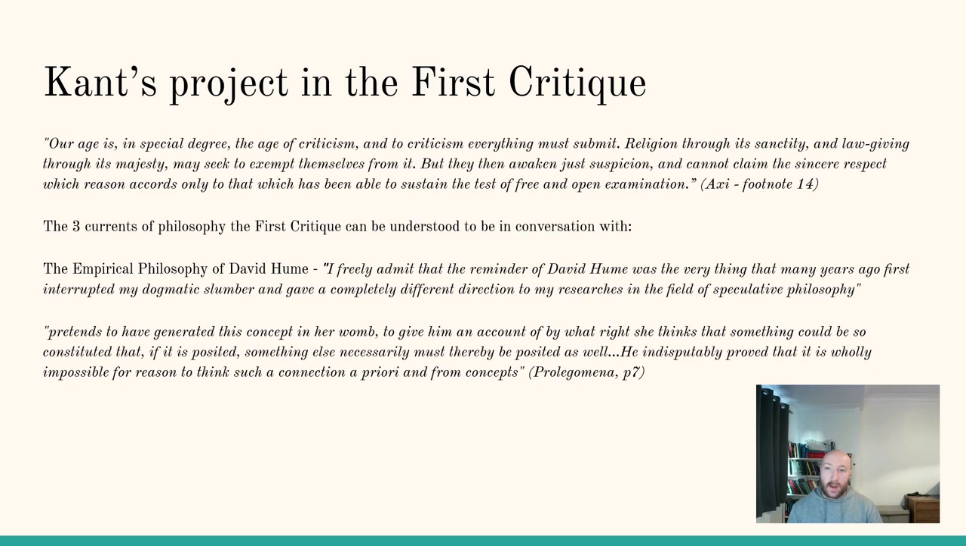Kant disagrees here, and he states that the Humean understanding of causation "pretends to have generated this concept in her womb, to give him an account of by what right she thinks that something could be so constituted that, if it is posited, something else entirely must there be posited as well. He indisputably proved that it is wholly impossible for reason to think such a connection a priori and from concepts." This is in the Prolegomena, page 7.